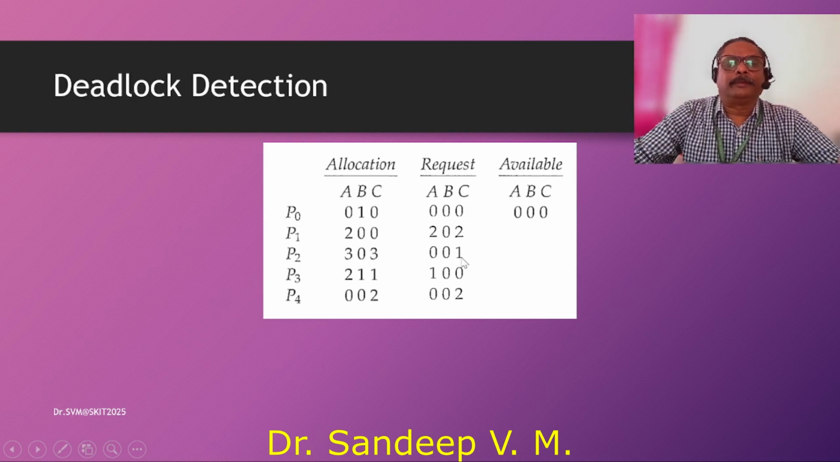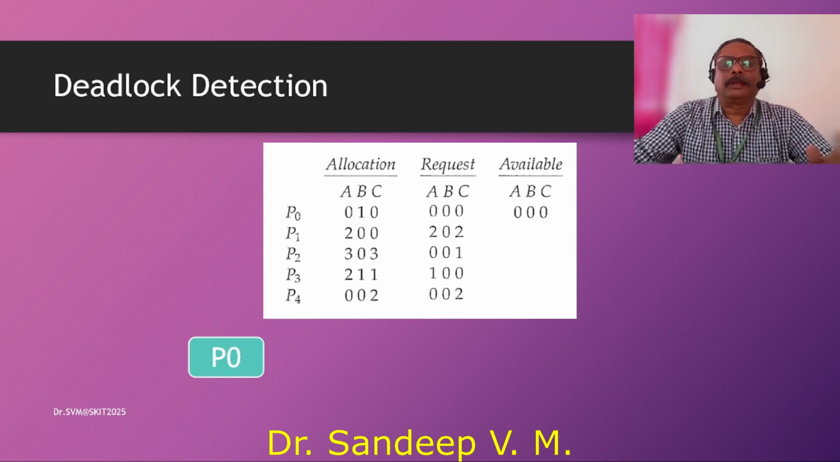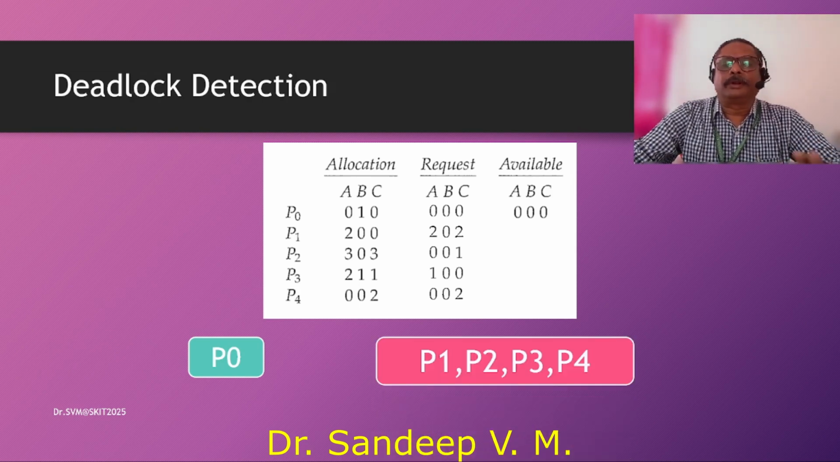But there is a change here compared to the previous one. The previous one said that P2 requires 0, 0, 0, but now P2 is requiring 0, 0, 1. Now we have nothing, so we can start with P0, which is not requiring anything. Then we have released this one of B, but now P2 wanted one of C, and none of C is available, therefore P2 cannot continue. If P2 cannot continue, then this 3, 0, 3 cannot be released. If 3, 0, 3 is not released, then the others cannot take up. So in all, only P0 can be run, and P1, P2, P3, P4 are stopped there, in deadlock.